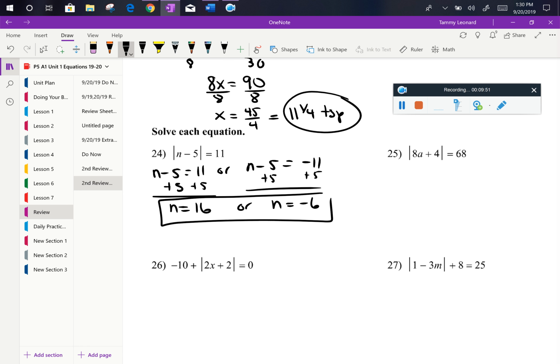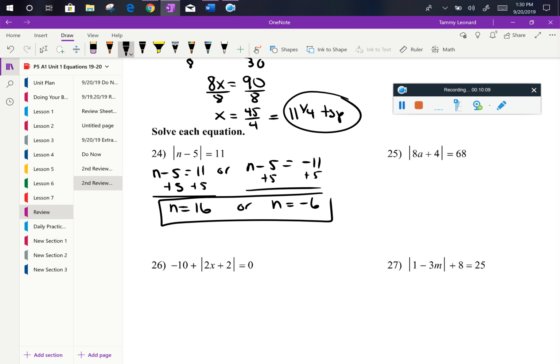Notice those numbers are not the opposite of each other, right? 16 and negative 6, although they have different signs, they're not the same number with different signs. So it's really important that we solved those two equations separately. We didn't just ignore the absolute value and try to stick a negative on it.